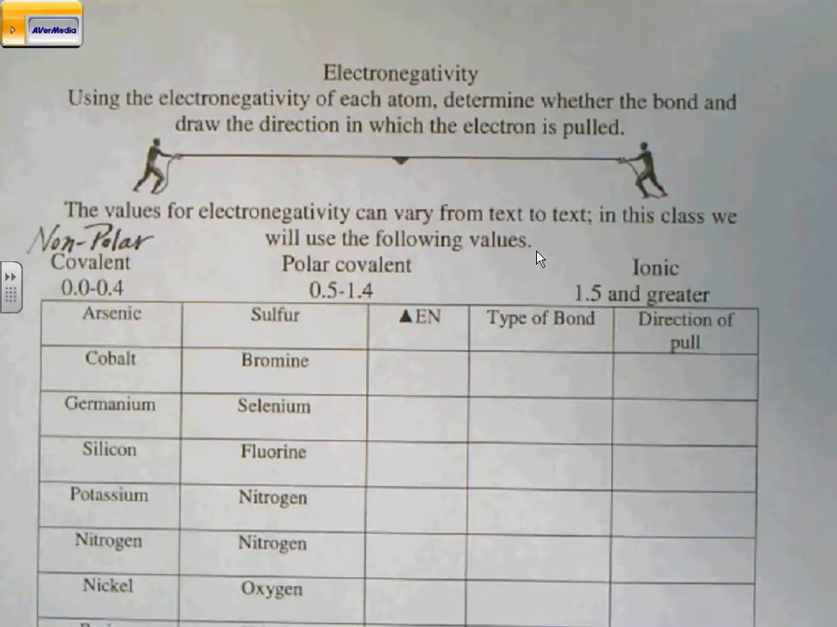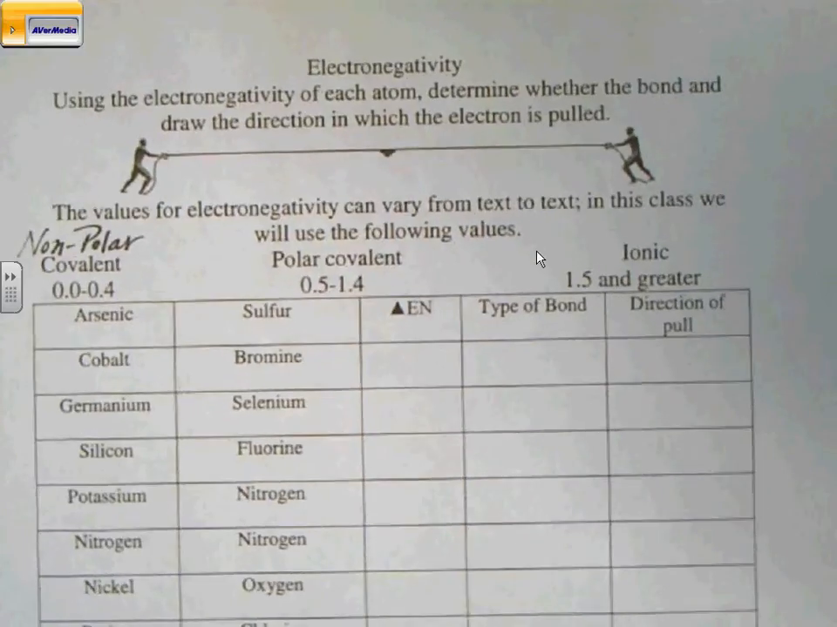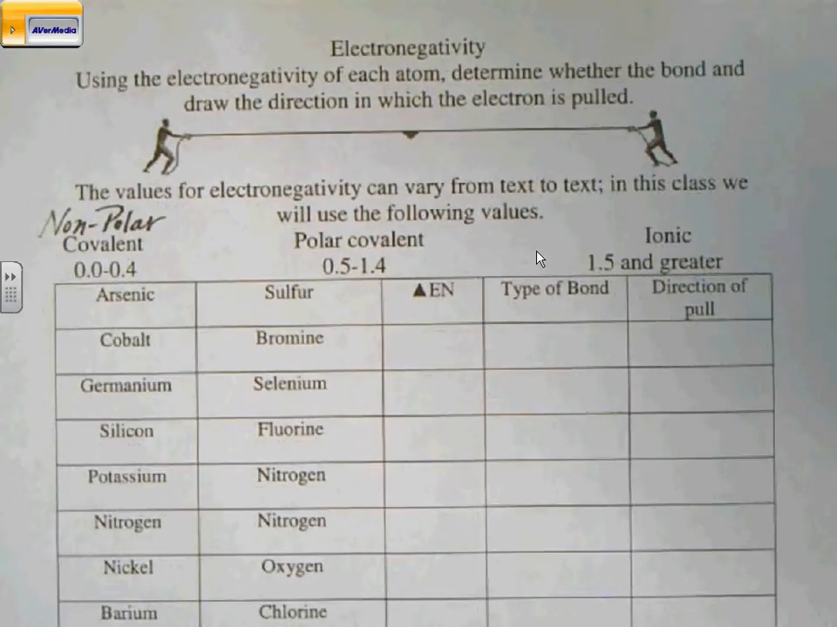Yesterday we went through the periodic table and we determined which atom has the most electronegativity. Fluorine does. Fluorine has a value of 4.0, so in most situations the electron is going to be pulled toward the fluorine atom.